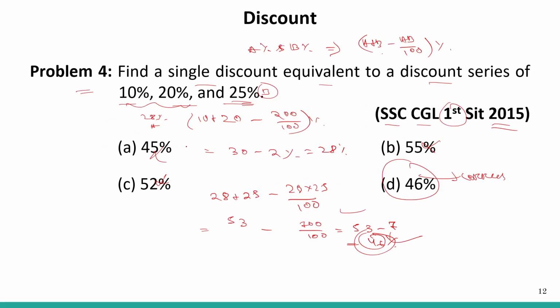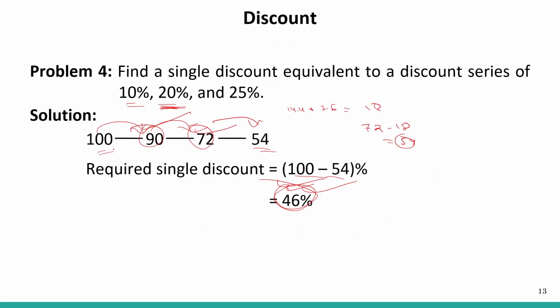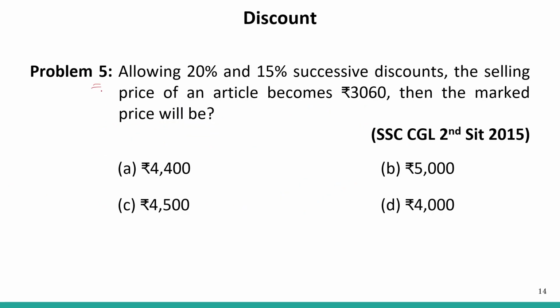So you have seen here, we have done it by the formula method, that is method 1. And here it has been done by the individual method, that is method 2. By taking the amount to be 100 initially, then applying the discounts successively, we arrive at a number and we subtract it from 100 to get the final or equivalent percentage. Okay, so let's go forward with problem number 5.